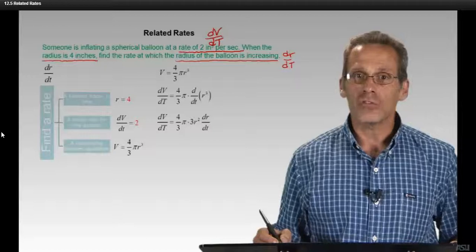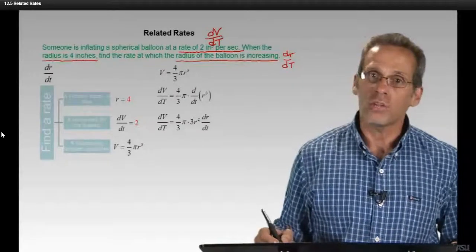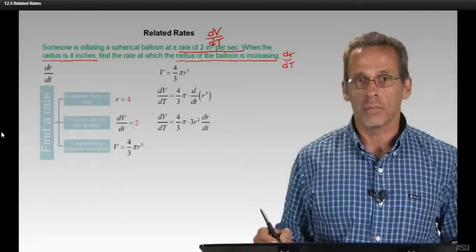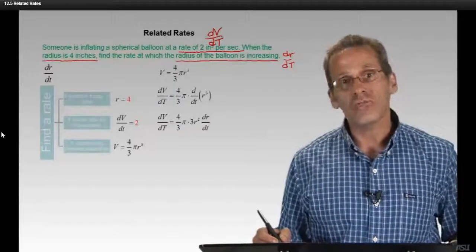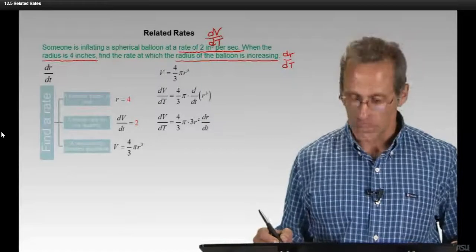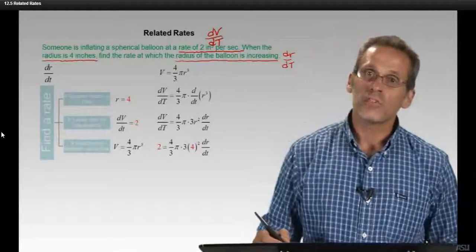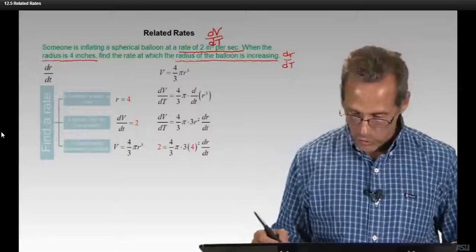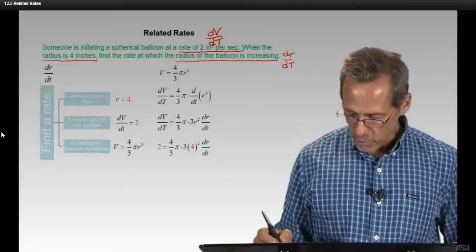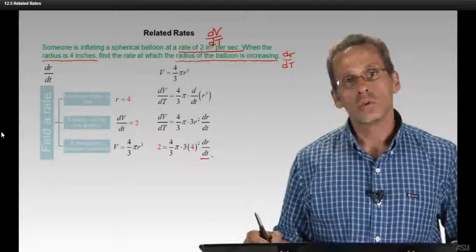But again, as time increases, the volume is growing and the radius is growing. In fact, the point of the problem is to find how the radius is changing at a particular time. The point I'm trying to make is that the radius depends on time. We have a chain rule, times dr/dt. Now we substitute in the given, the change of volume per time, 2, the radius, 4, and the only variable we have, I'll underline, dr/dt. So we solve for it.